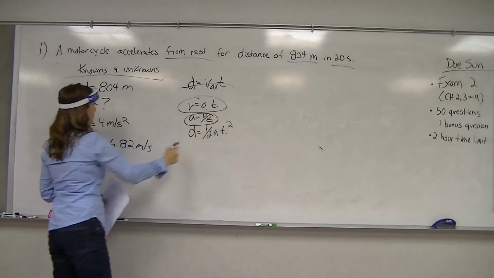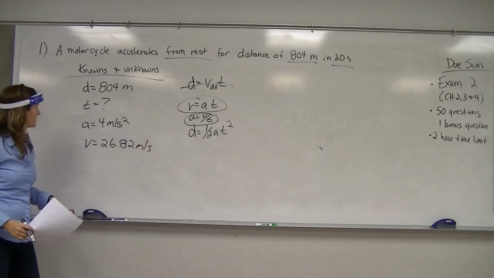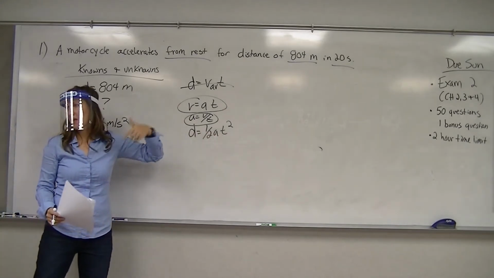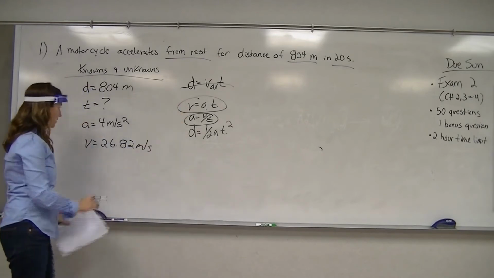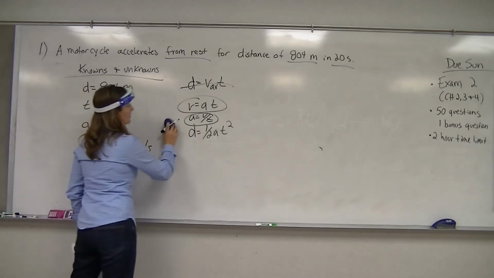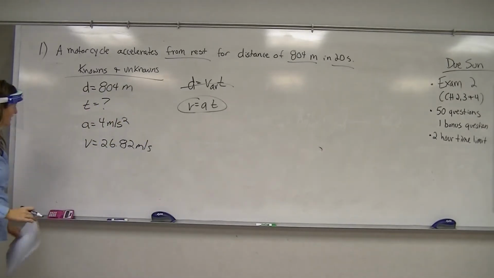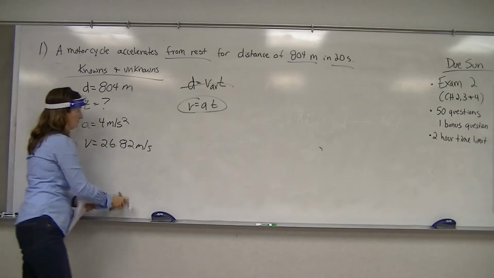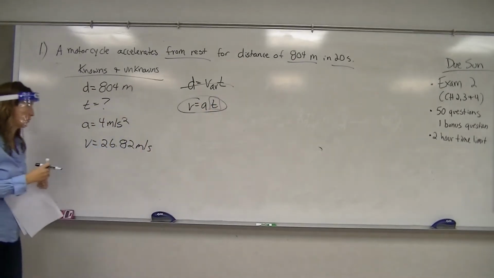We could actually even use that last one. The reason I'm not going to use that last one is because I have t squared. It's going to be a lot more confusing to rearrange than this one is. Okay, but either one would work. So I'm going to choose this guy. I'm going to rearrange it to solve for time. Let's see how long it takes at that acceleration to reach that velocity of 26.